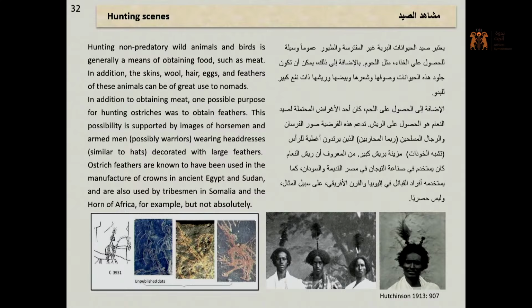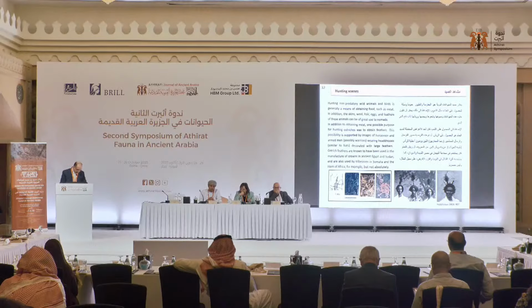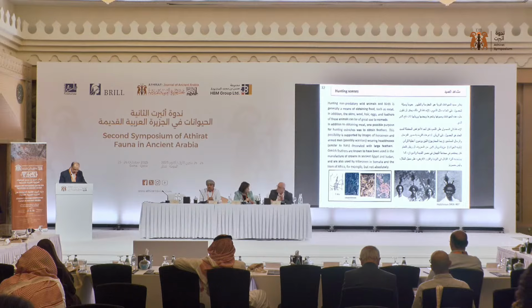Hunting scenes. Hunting non-predatory wild animals and bears generally served as a means of obtaining food, such as meat. In addition, the skins, wool, hair, eggs, and feathers of these animals can be of great use to nomads. In addition to obtaining meat, one possible purpose for hunting ostriches was to obtain feathers.